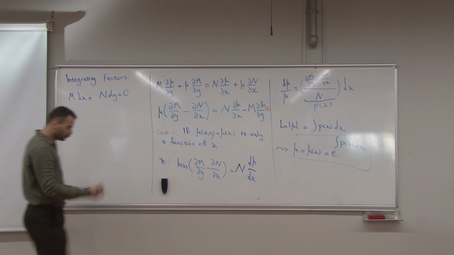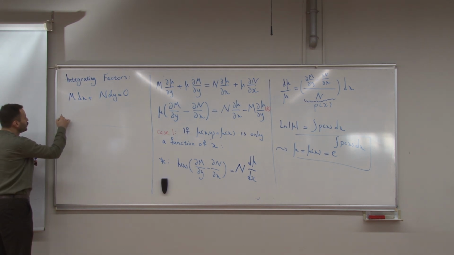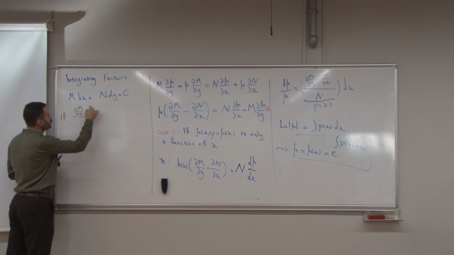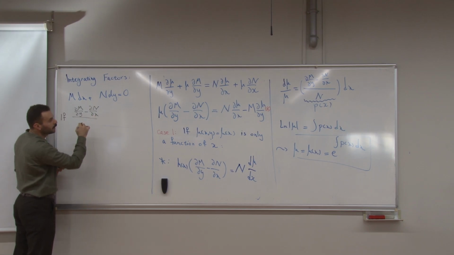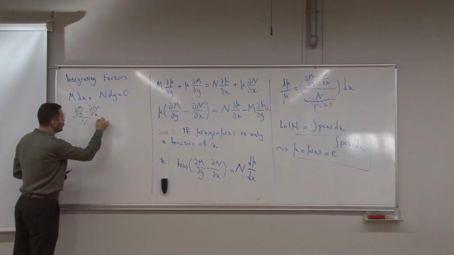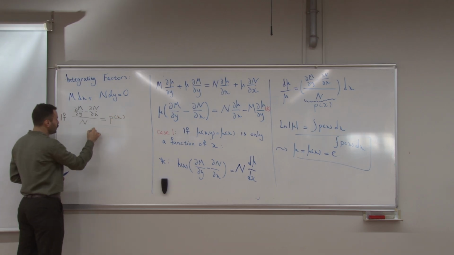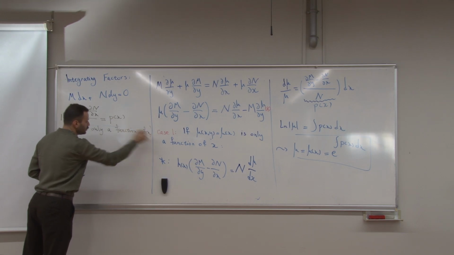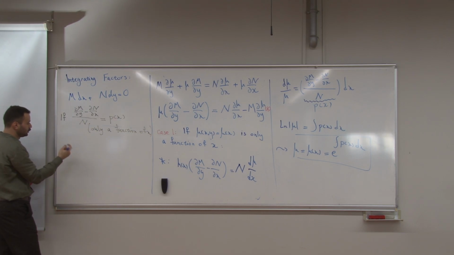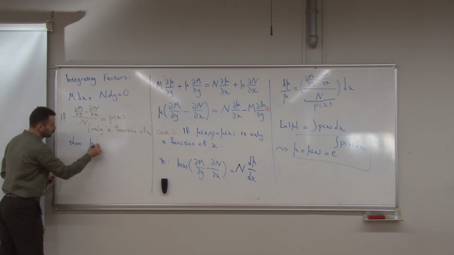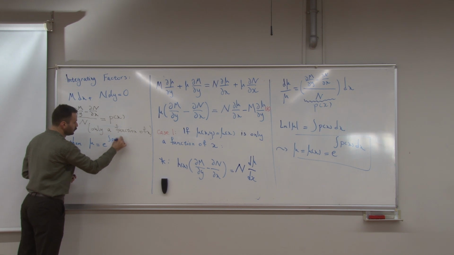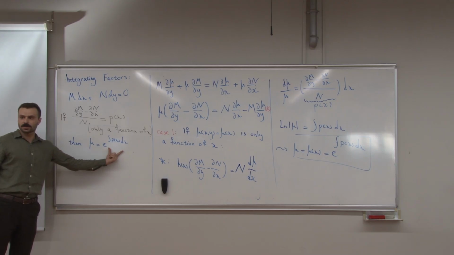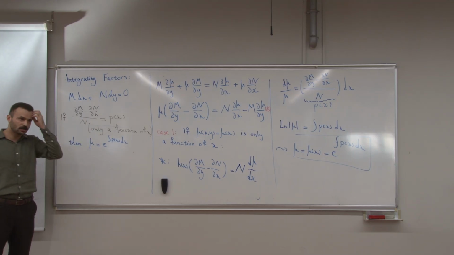So, if the partial derivative of M with respect to y minus the partial derivative of N with respect to x, divided by N, is only a function of x, then if you multiply this equation with this expression, you are going to turn that non-exact equation into an exact equation.